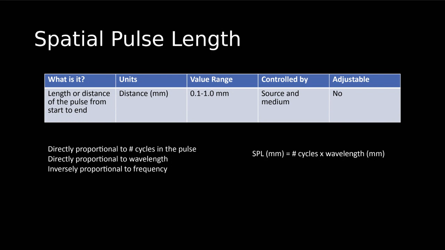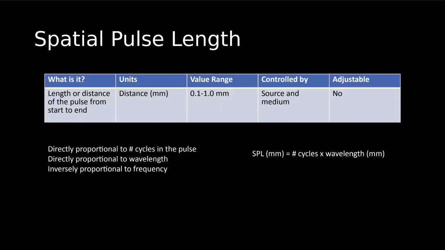So we're really talking about minute differences in a long wavelength or a short wavelength in terms of spatial pulse length. This is not going to be adjustable, and it's controlled by our sound source and also our medium. So what type of tissue are we looking for? Our penetration is going to have a factor on this. As we know, our sound wave weakens as it travels, so that is going to have an effect on the spatial pulse length.